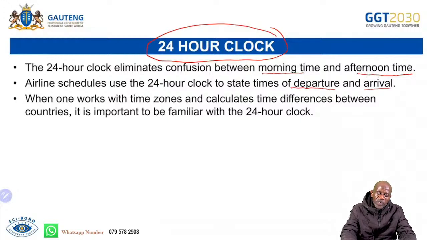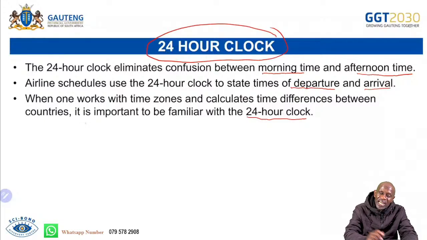As we move on with bullet number 3, when one works with time zones and calculates time differences between countries, it is important to be familiar with the 24-hour clock. So to get your times right, you need to work on a 24-hour clock. Those are some of the rules that you need to follow. So you can number them as you study.